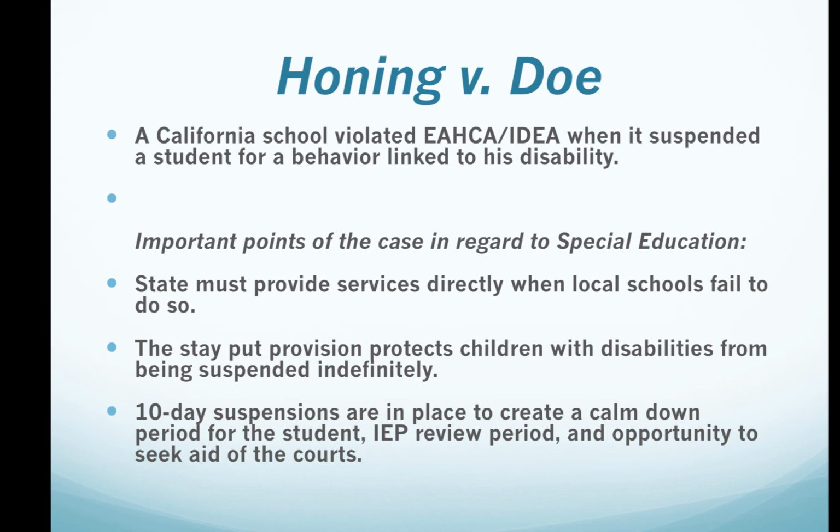Honig versus Doe is where a California school violated the Education of the Handicapped Act, IDEA, when it suspended a child for behavior linked to his disability. So out of this came the whole manifestation determination process and other services and 10-day suspensions and all that stuff you see in the parents and student rights, procedural safeguards, under discipline. That came out of the Honig versus Doe lawsuit.